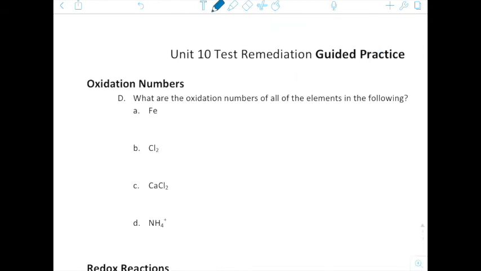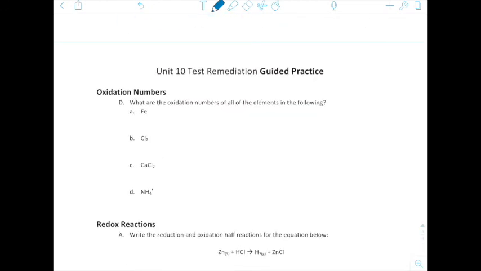Next, it says, what is the oxidation number of all the elements in the following? When the elements are by themselves, they have an oxidation number of 0. This is the elemental form of chlorine. It's not by itself, but it's its elemental form, and so that also has an oxidation number of 0.